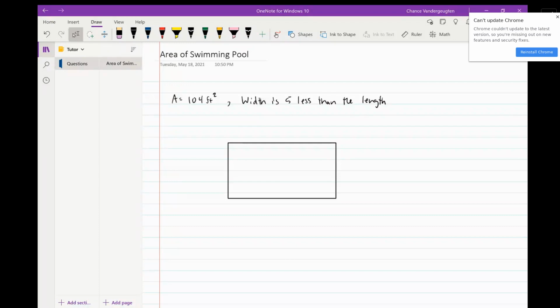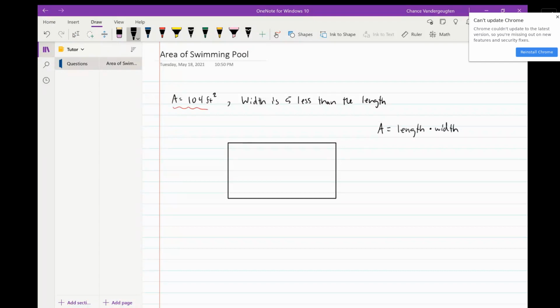So here we are given that the area is 104 square feet, and we know that the width is 5 less than the length. So if we assume that the pool is a rectangle, like so, we have the formula for the area, which is area equals the length times the width.